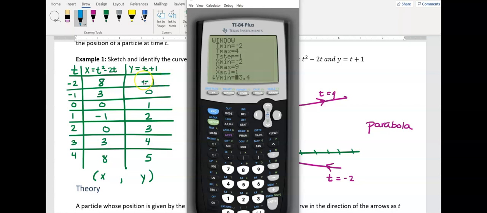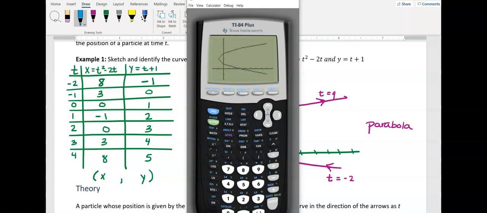For your y min, it looks like our smallest y value is -1, so again, I like to go a little beyond that, so maybe -2. And for our y max, it looks like our largest is 5, so again, a little beyond, so 6. Now let's see what our graph looks like.